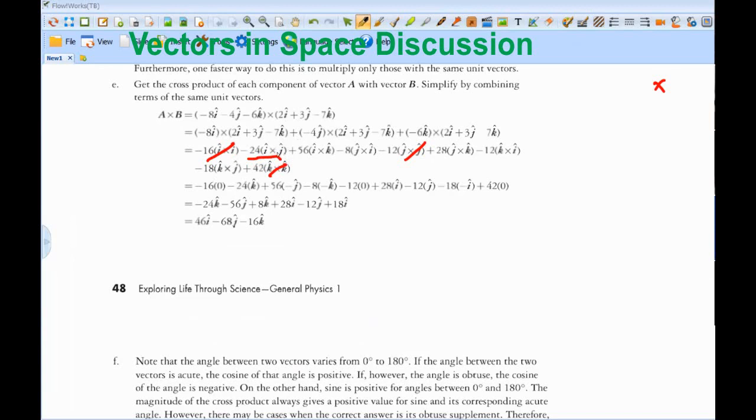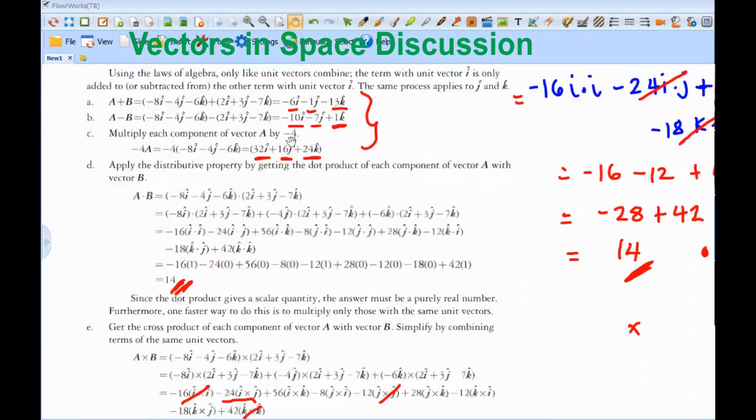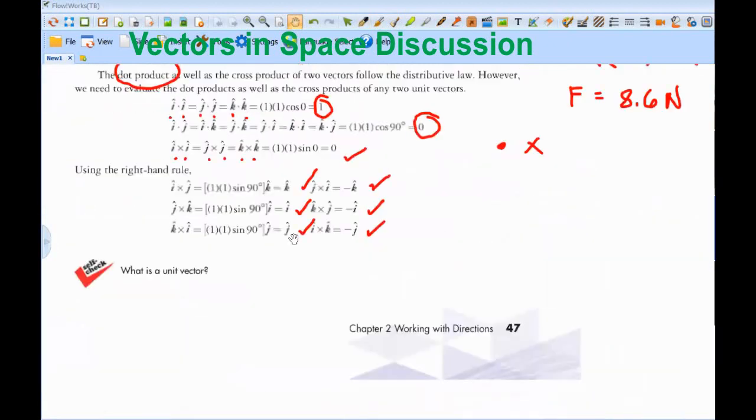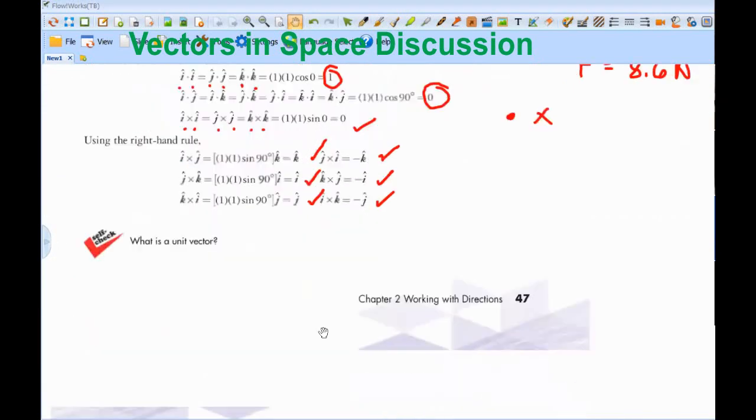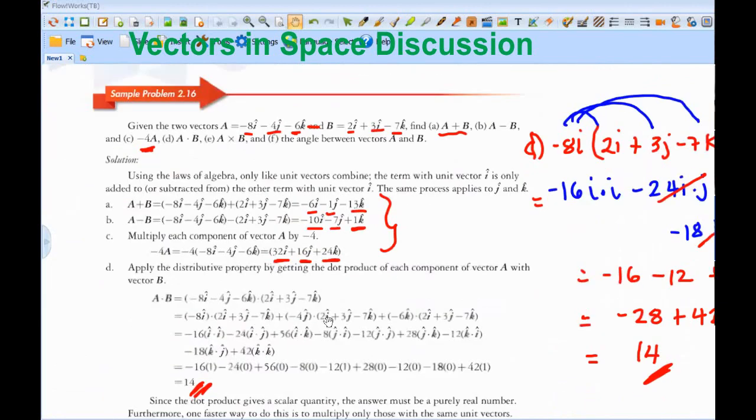Like IJ corresponds to K. IK corresponds to... Open your ebooks on that page. Page 47. This one, page 48. Okay, I'll ask one by one here.